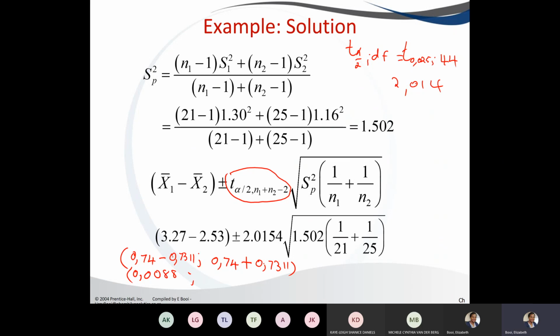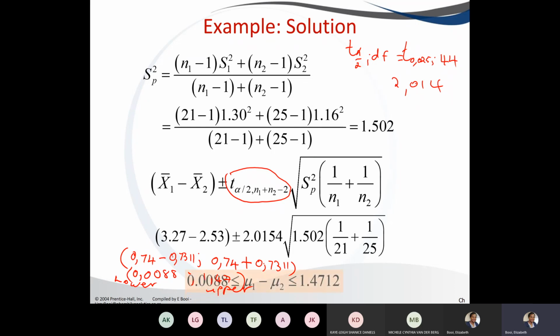0.74 plus 0.73 is 1.47. And that's all you can do. You can write it in this manner, or you can put the mean in between. It means one and the same thing. And this will be your lower boundary, and this is your upper boundary. They mean one and the same thing. And that's how you do a confidence interval.